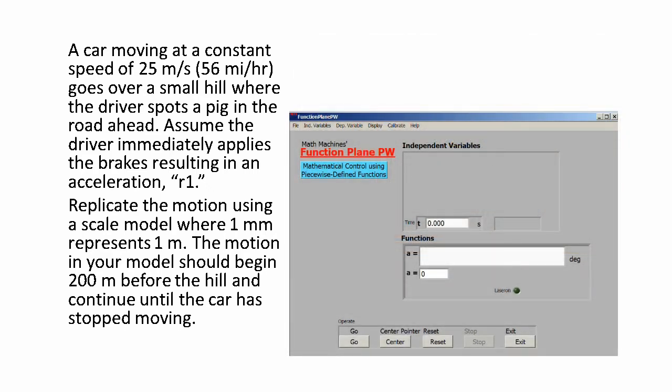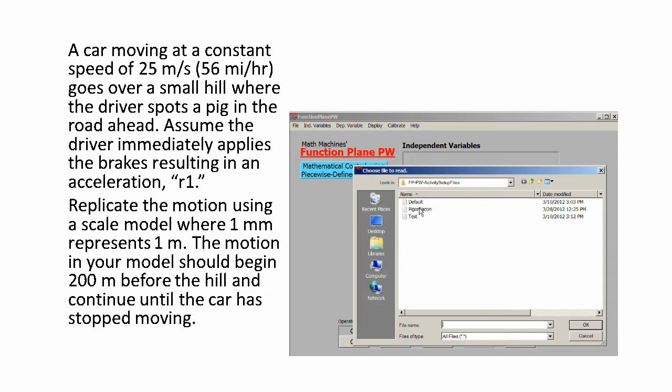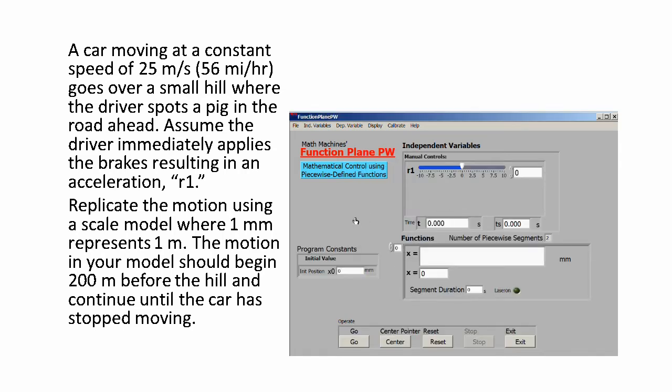Using function plane piecewise, we're loading the activity file pig or bacon. A few things to notice. It is using x as the output, and the units for x have been set in this file to be millimeters rather than meters. We're also displaying the initial position, and that's also in millimeters. And we have one manual control, the real number r1.